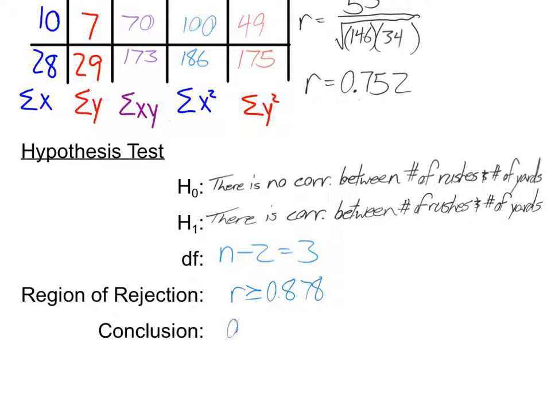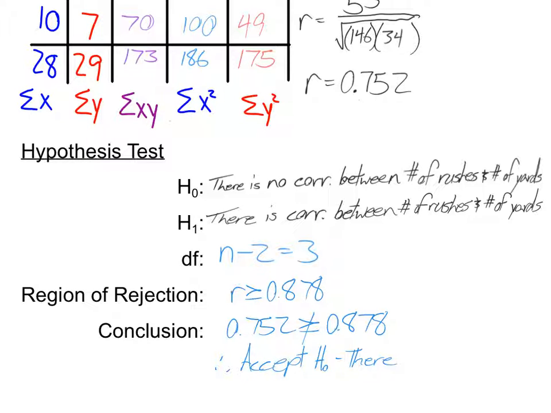However, 0.752 is not greater than 0.878. Therefore, we cannot reject H sub naught. We're going to accept H sub naught, that there is no significant correlation. And we would flesh that out, but because of time, I'll let you guys go.